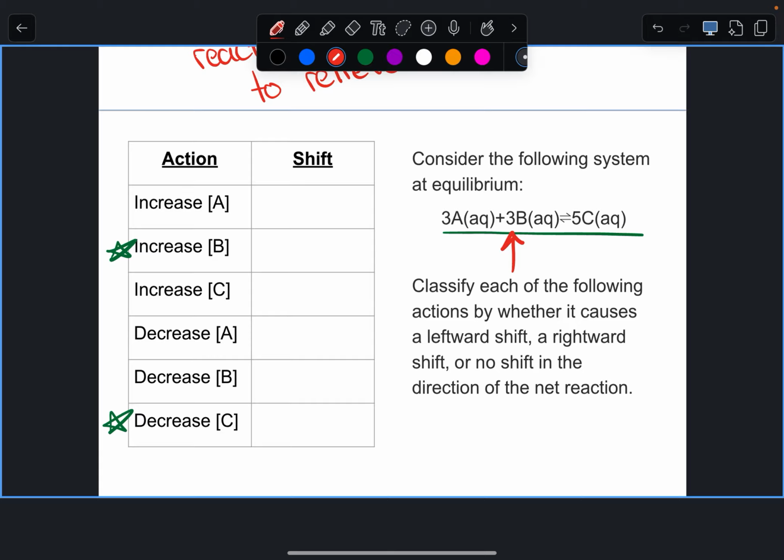How do I get rid of it? I shift it towards the products. I react some of that B with A, because that's how a chemical reaction works. I can't get rid of some of that B without also reacting it with A. And then the reaction shifts towards the products.